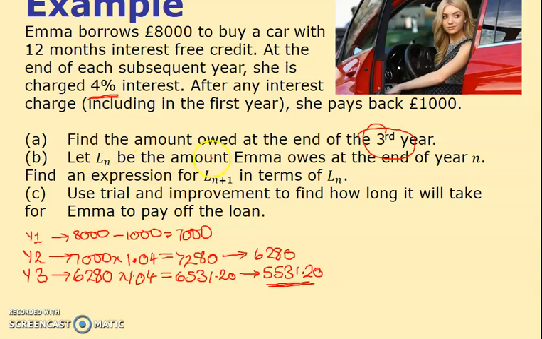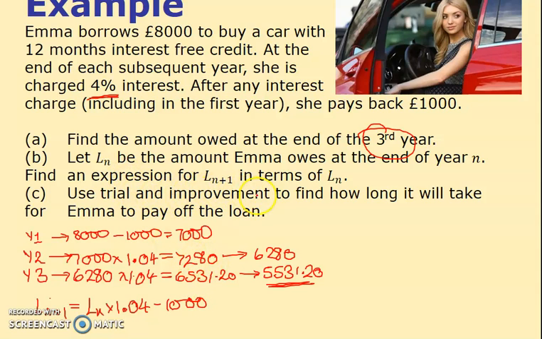Let Ln be the amount M owes at the end of year n. Find the expression for Ln plus 1. Alright then, so if I know, for instance, that I owe Ln at the end of 1 year, oh I see, yeah. So I would say Ln plus 1, what do I do? Well, I times by 1.04 and then take away 1,000. That's what I've done every time. So it's Ln, the amount of the loan I owe after n years, times by 1.04 minus 1,000.